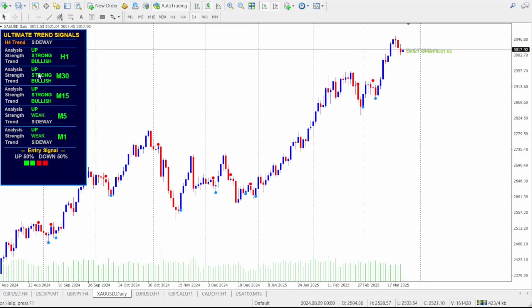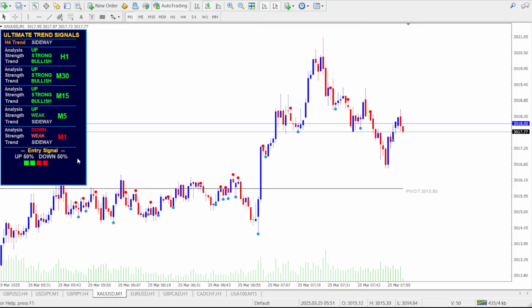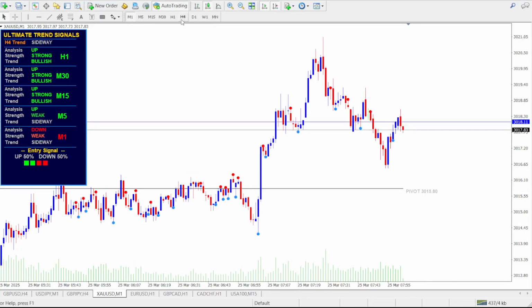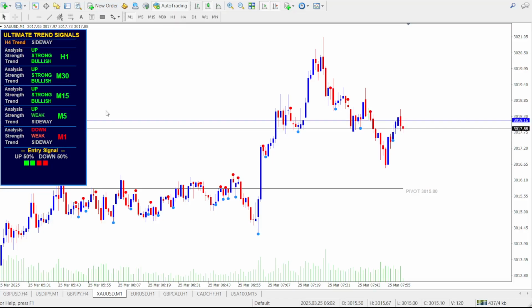The 30 minutes is up, strong bullish. The 15 minutes up, strong bullish. 5 minutes up, weak, sideways. Then the 1 minute is up, weak. Now the 1 minute has gone back to down, weak, sideways. So it gives you information across different time frames, so that you know if a trend is strong or weak, and that is crucial information for timing your entries and exits.